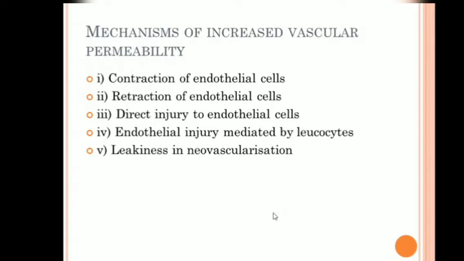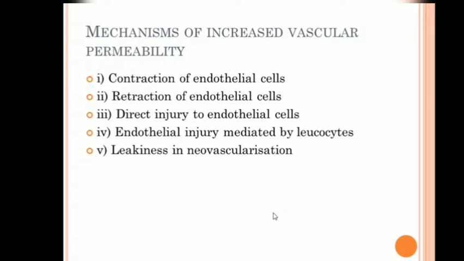Retraction of endothelial cells. In this mechanism, there is structural reorganization of the cytoskeleton of endothelial cells that causes reversible retraction at the intercellular junctions. The onset of response takes about 4 to 6 hours after injury and lasts for 2 to 4 hours or more. Third, we have direct injury to the endothelial cells.